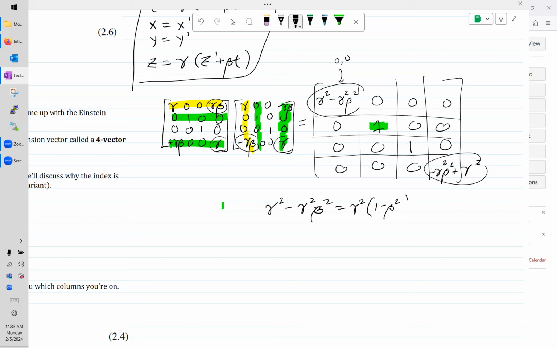1 minus beta squared. And what is gamma? Gamma is 1 over (1 minus beta squared) to the 1/2 power. If you square it, this just gives you the first power. You plug this in here, it's just 1 minus beta squared divided by itself. So all this stuff is also 1.